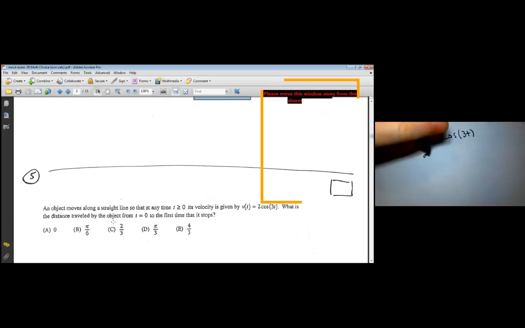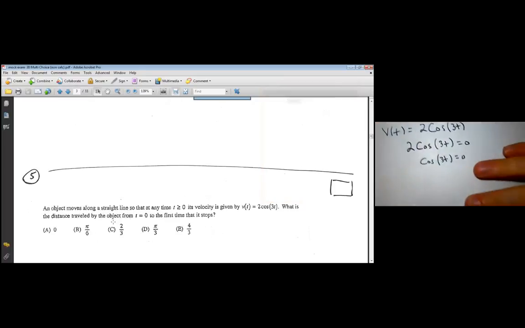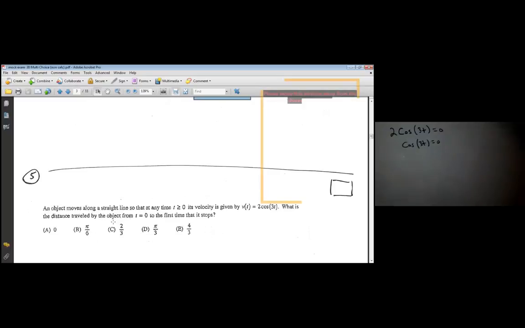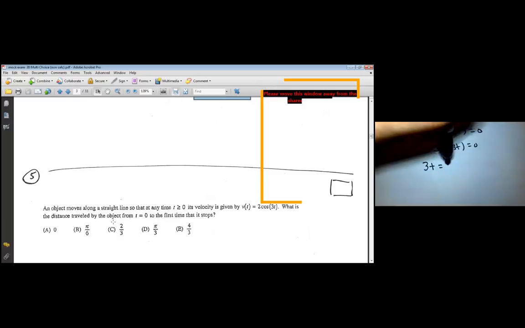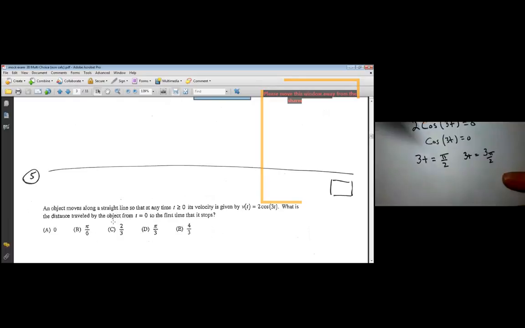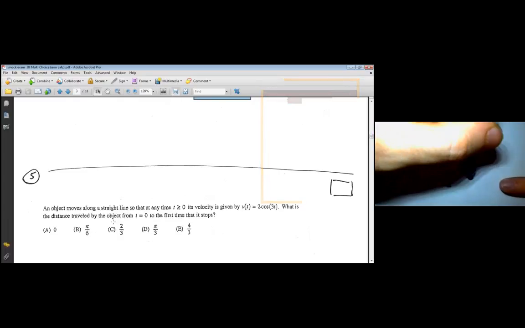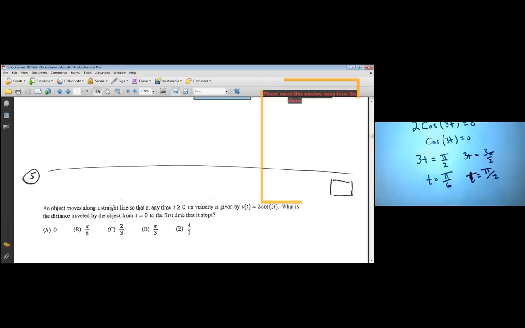So my first step here is to set 2 cosine of 3t equal to 0, and we solve this trig equation. So how do we solve that trig equation? Get the trig thing by itself. Cosine of 3t is equal to 0. I divided both sides by 2. Okay, what are we doing next? We cover up the angle and ask where is cosine equal to 0? Cosine is equal to 0 at pi over 2 and 3 pi over 2. If we solve these out, I've got pi over 6 and 3 pi over 6, also known as pi over 2. All right, so what's the first time that this thing stops? The first time this thing stops is pi over 6.